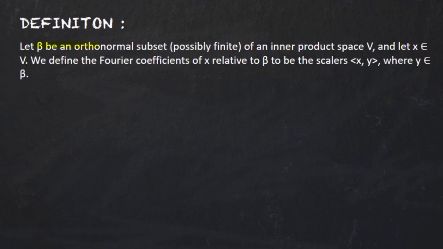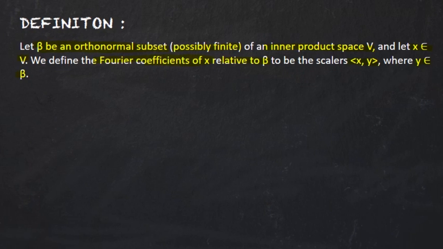If beta is an orthonormal subset, we usually take a finite subset of an inner product space V and X is a vector in V. Then we define the Fourier coefficient of X relative to beta to be the scalars inner product X with Y, where Y is any element of beta.